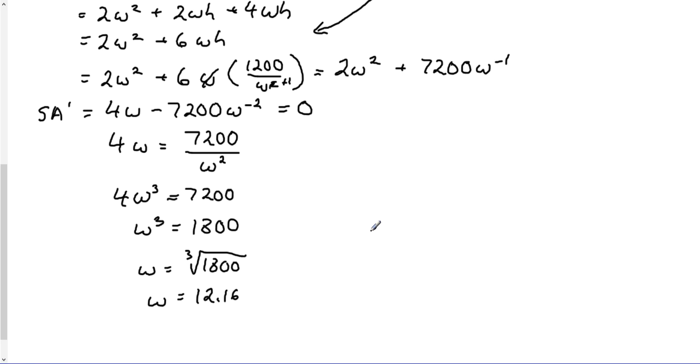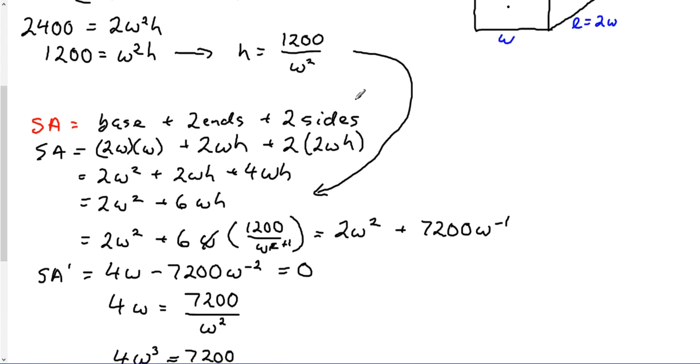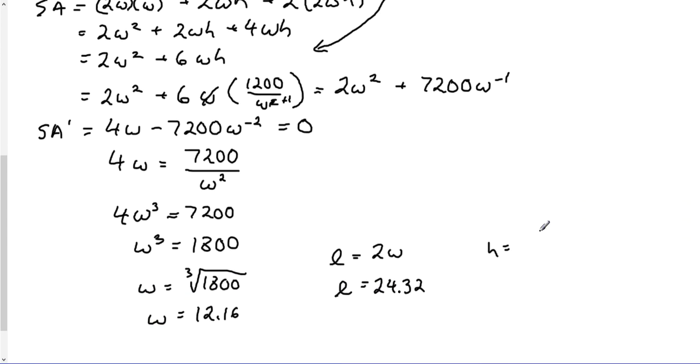The length is pretty easy because we know that the length is 2 times w. So our length here is just going to be 2 times w, 24.32. And to get our height, we have to go back to this formula here that we had for the height in terms of the width. The height is 1200 divided by w squared. So 1200 divided by, our value for w is 12.16 squared, and we work this out and we get 8.12.